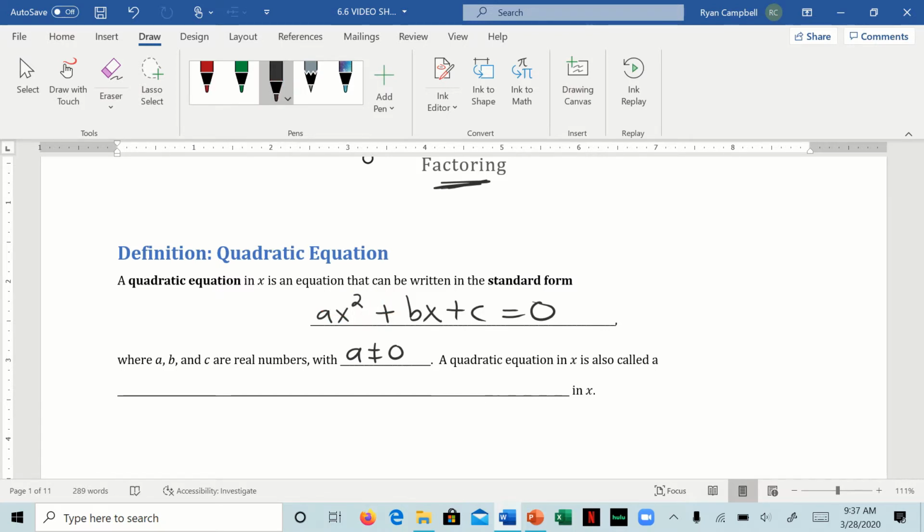Another way we could call a quadratic is a second degree polynomial equation. And hopefully we all know now that the reason it's called second degree is because the degree of this polynomial is 2.